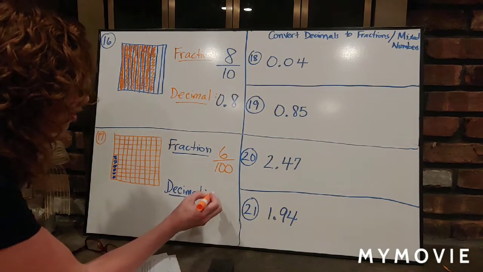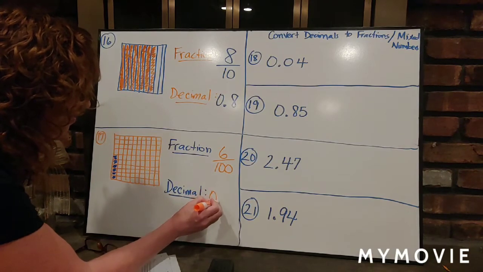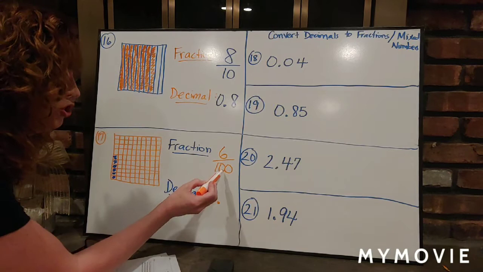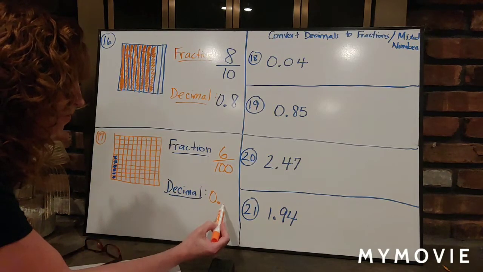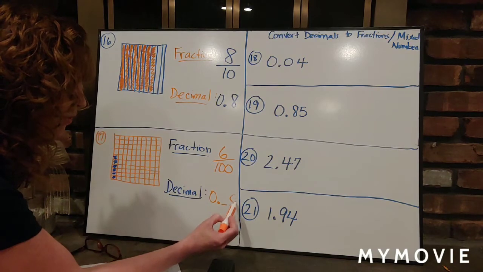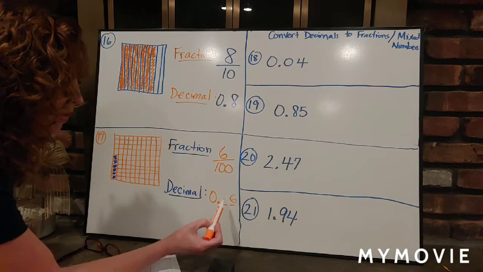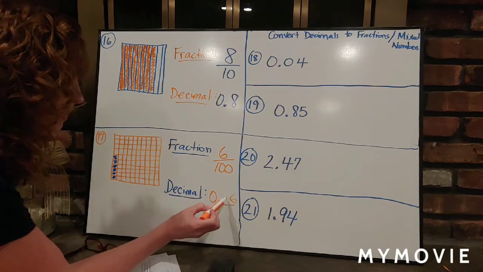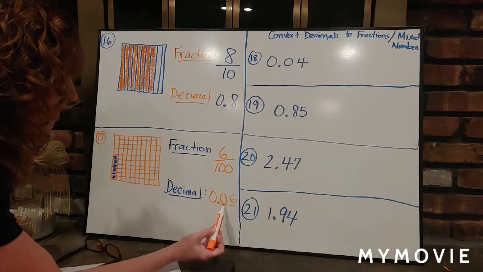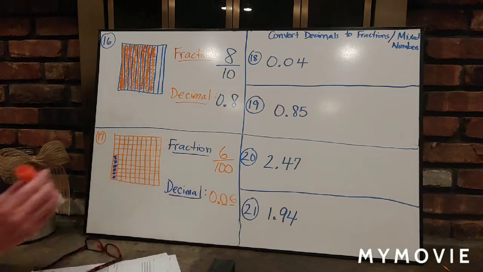So let's do our decimal. So we know we have nothing in the ones column, right? And now we have 6 in the hundredths column. But remember, this is the tenths column and this is the hundredths column. So we're going to put a 6 here. So what would go here? If you said 0, you would be correct. Because there's nothing in the tenths column, and then we have a 6 in the hundredths column.